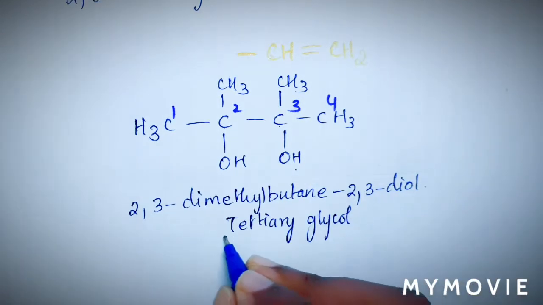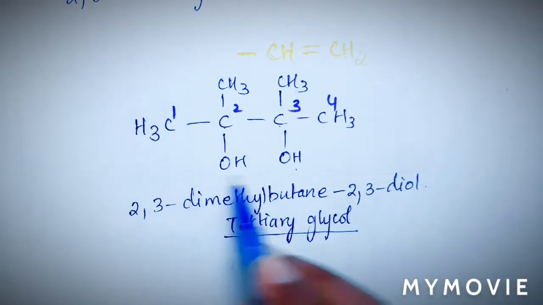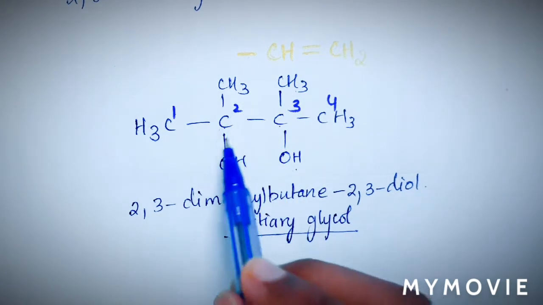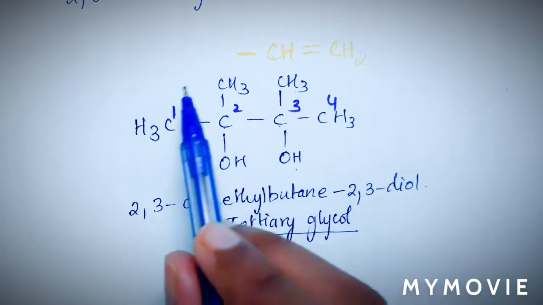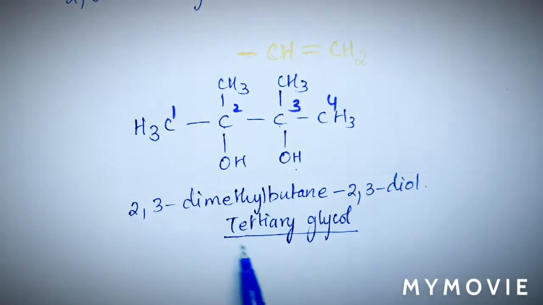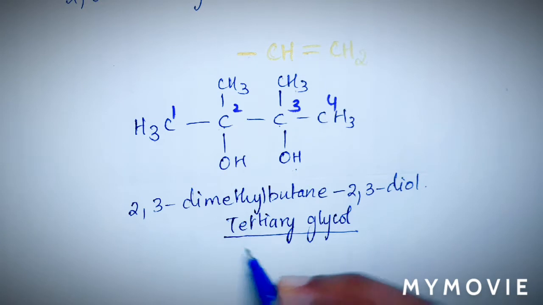This is called a tertiary glycol. Glycol because there are 2 hydroxy groups attached, and tertiary because both the carbon atoms are tertiary carbon atoms. That is, all the hydrogen atoms are being replaced by other groups. Thus it's called a tertiary glycol, and this is the main reactant for our rearrangement reaction, which is Pinacol.